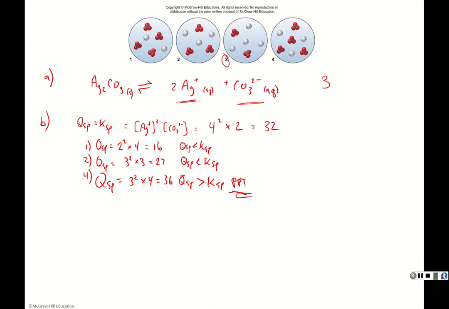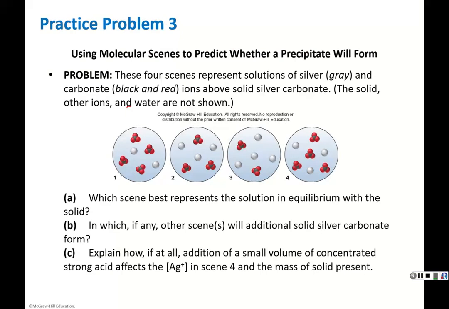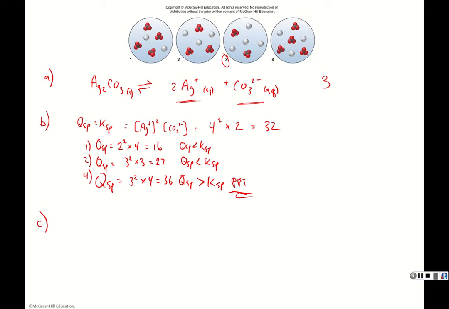Okay, finally, part C. If we add a small amount of concentrated acid to that scene 4, how will that affect the silver plus concentration and the mass of solid present? Okay, so what's going to happen here? If we add the acid, it's not going to react with silver plus, right? It's going to react with the anion, so the carbonate.